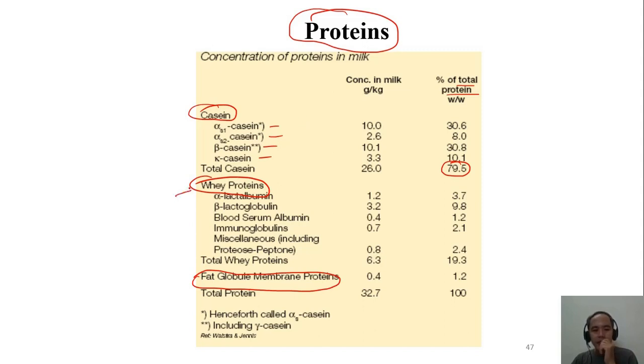And the second group is whey protein. These are soluble in the serum. And what does this consist of? Alpha-lactalbumin, beta-lactoglobulin, BSA, bovine serum albumin, immunoglobulins, and then other minor proteins. The total whey protein is around 20%, almost 20%. The third group, the minor group, the proteins in the fat globule membrane, is more or less only 1%.